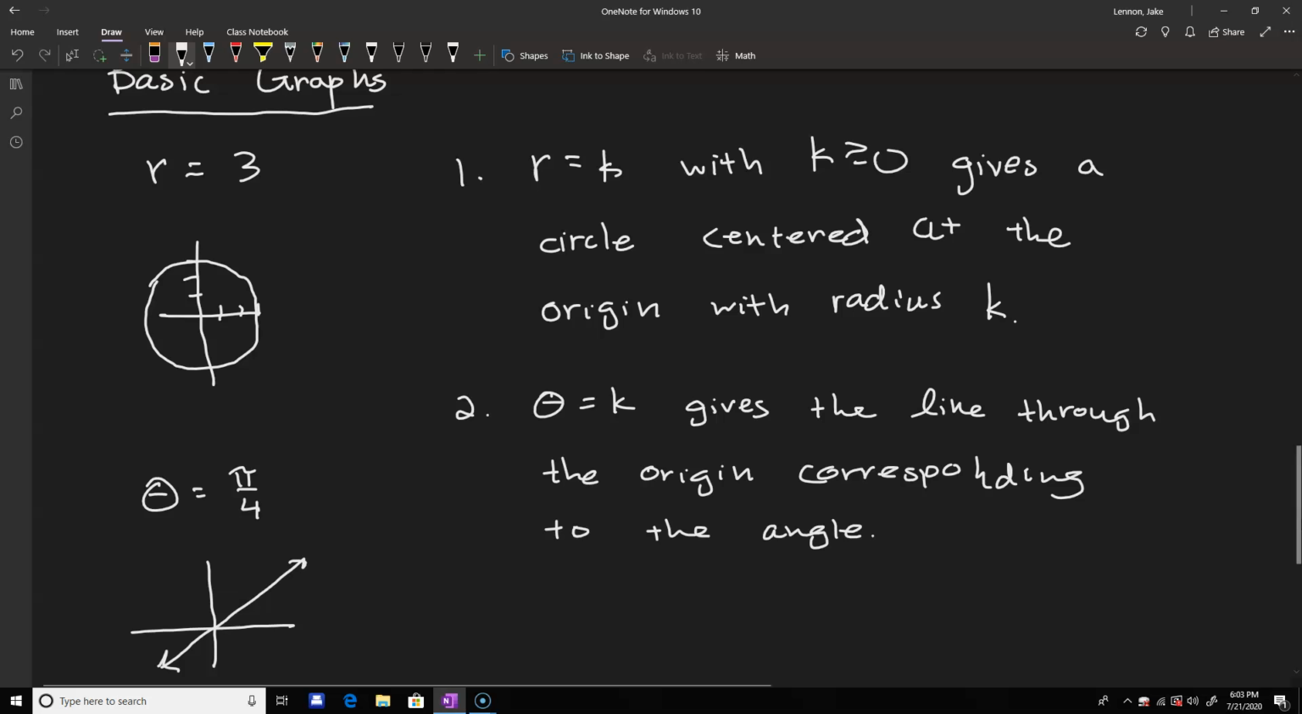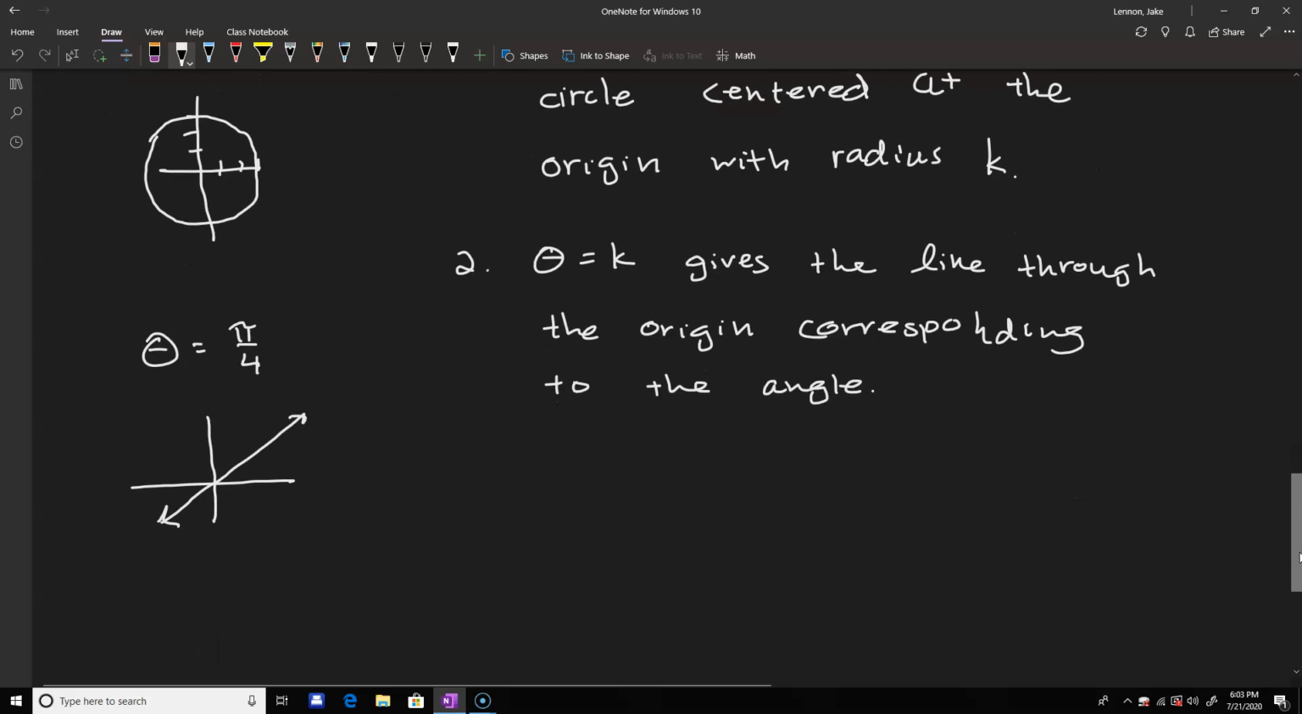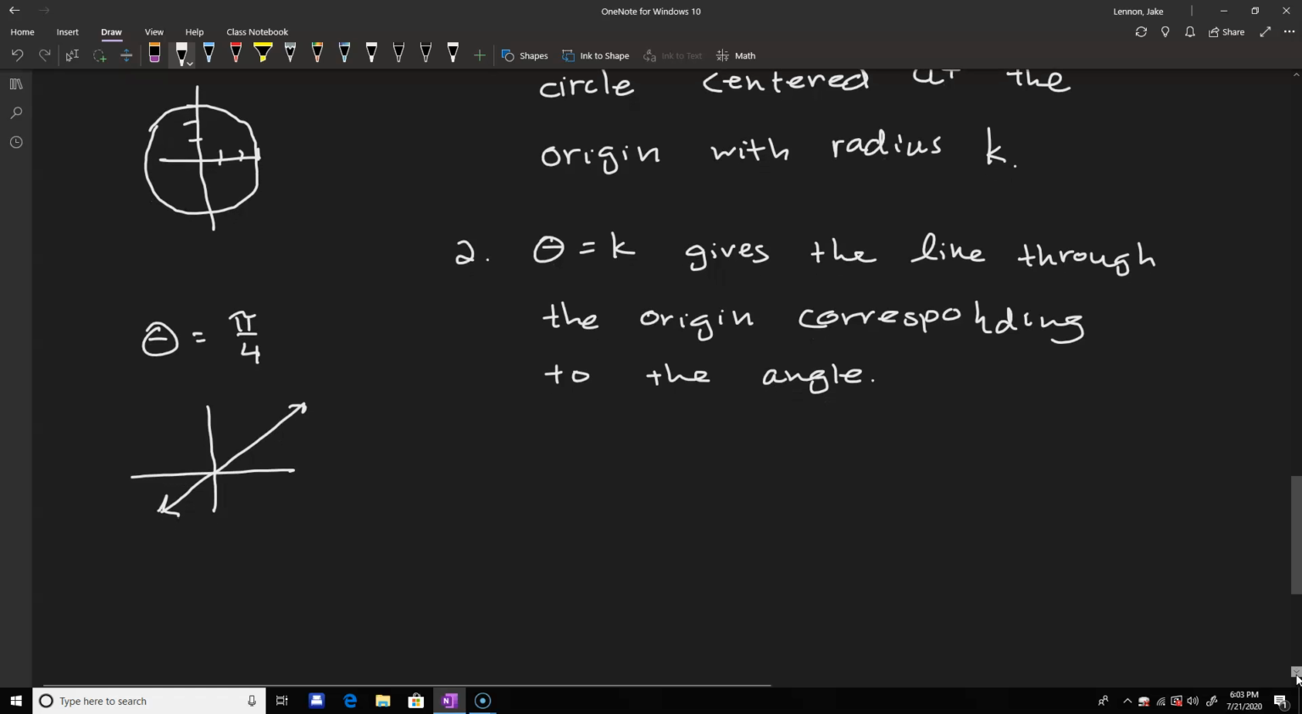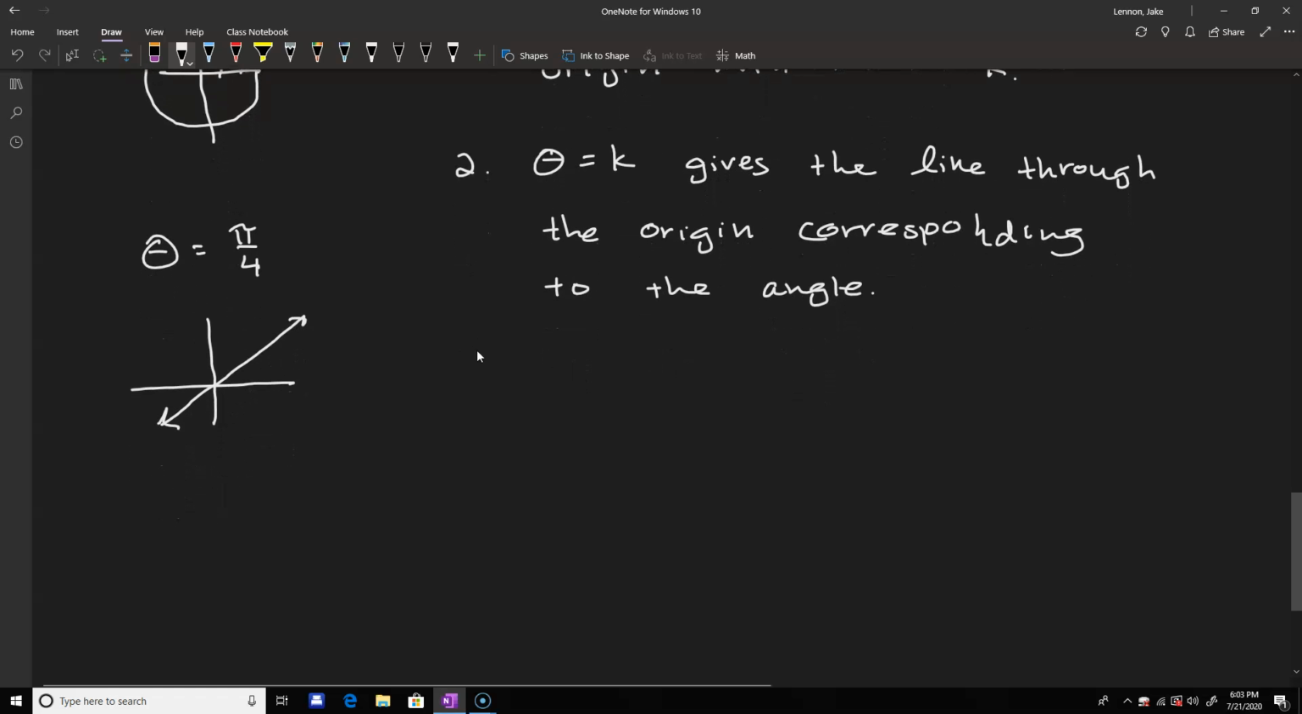Another interesting one, that's a pretty basic one. What if we took r and we let it just equal theta? So let's think about this graph. So r equals theta. What happens? Well, if r was equal to 0, that would just be at the very origin, and theta would have a 0 value as well. So we start out right in the middle.